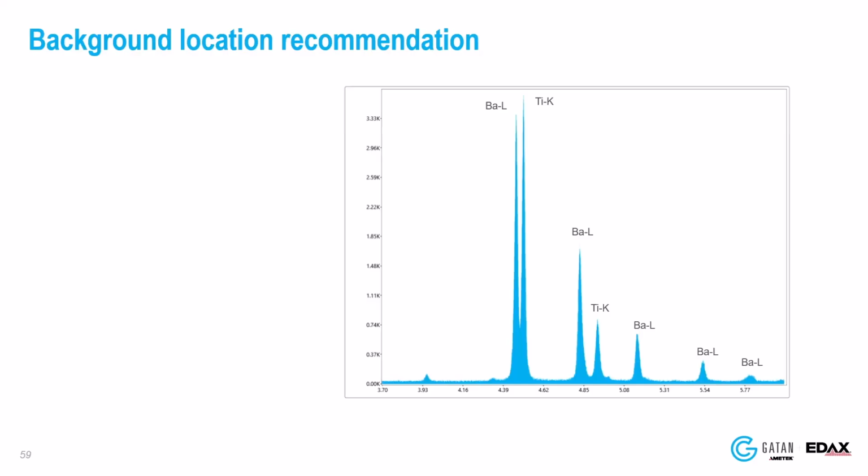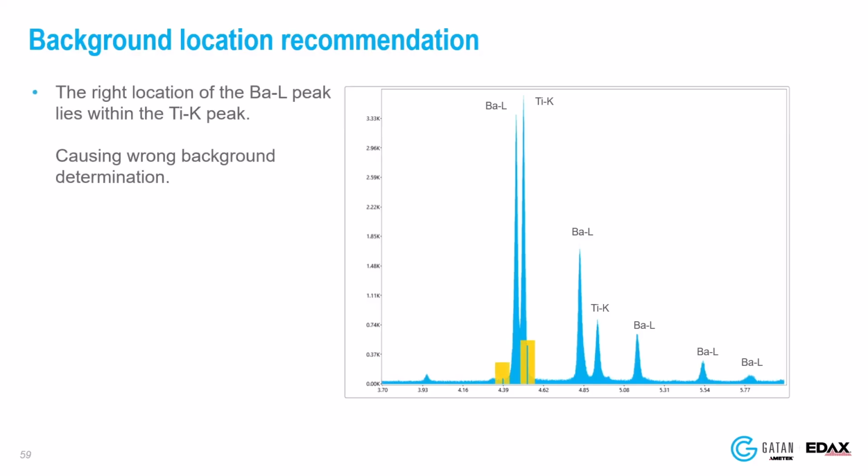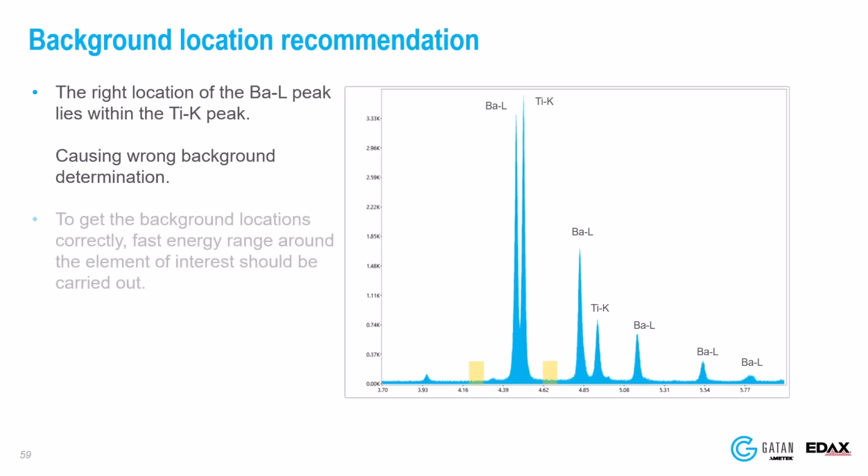Looking back at the full energy scan, we can see that the right background location lands on the right shoulder of the titanium peak. Much better would be to choose a location further to the left and right to make sure the background signal is recorded correctly. Generally, I recommend to perform a brief energy scan before you acquire any data. Doesn't matter if it's mappings or quantification, to really be sure there is no signal present.